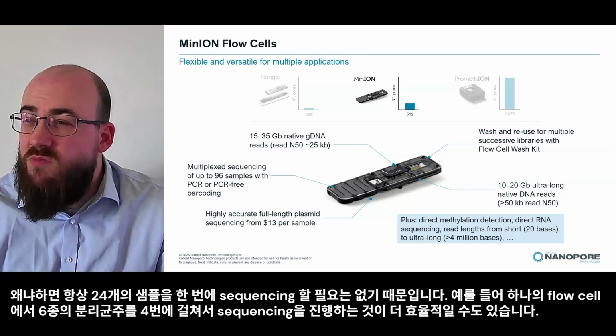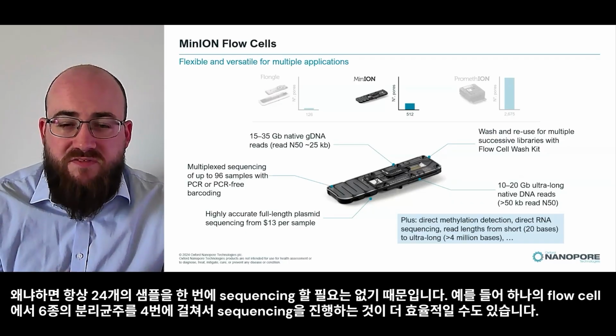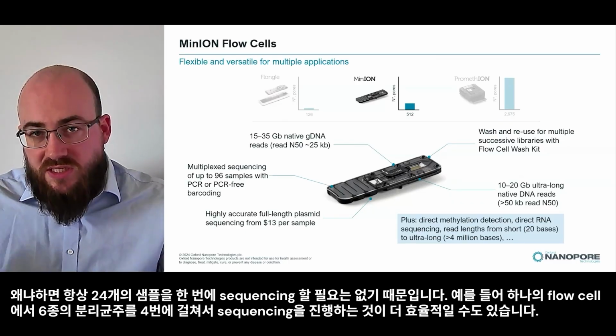And that's really useful because you might not want to do 24 at once. Maybe what's best for you is doing 6 isolates 4 times, still on one flow cell.